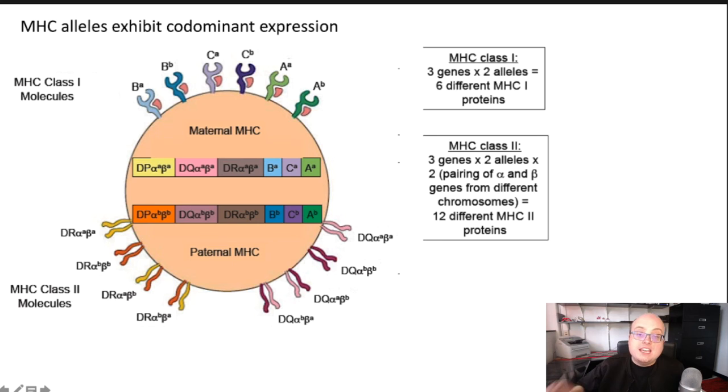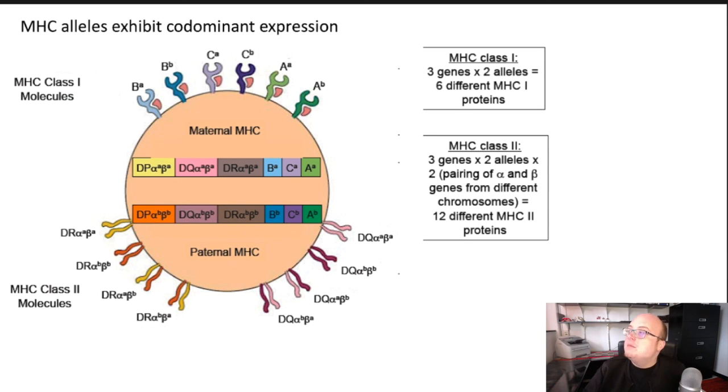And so again, each of these different versions is going to bind to a different overall set of possible antigens. And so by having different versions of MHC, both for class 1 and class 2, we really cover all of our bases to make sure that we can present a huge variety of different antigens to all of our various immunoglobulins and T cell receptors that we're making in parallel elsewhere in the body.